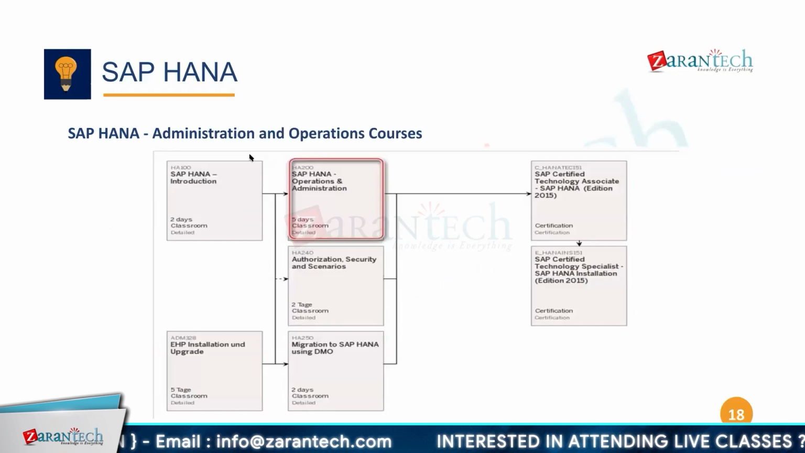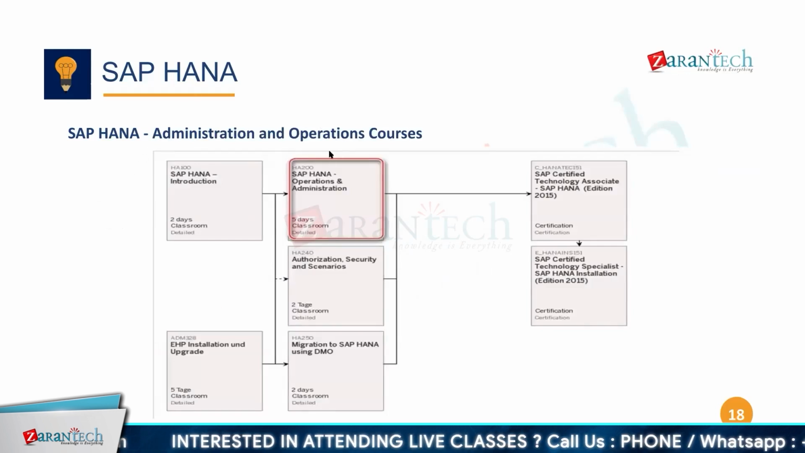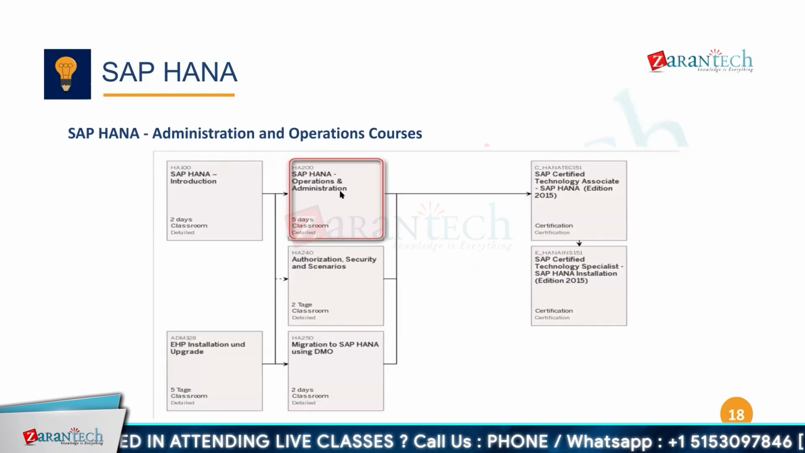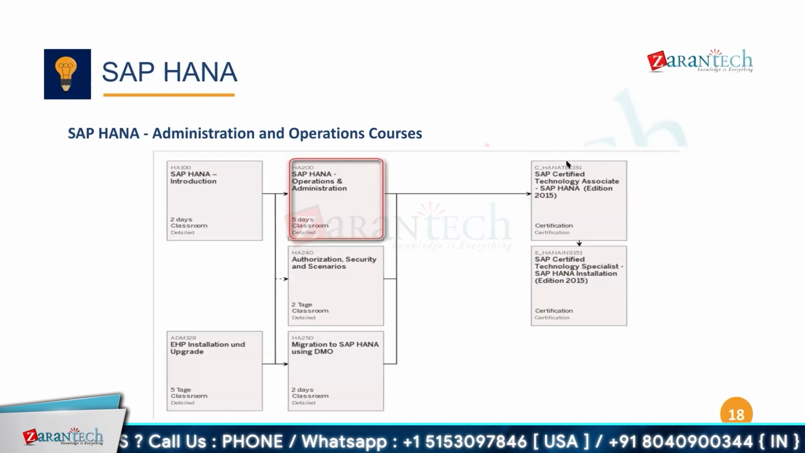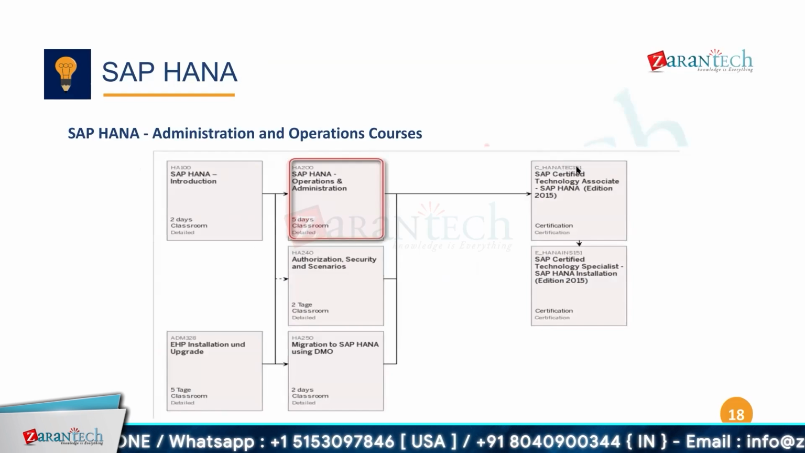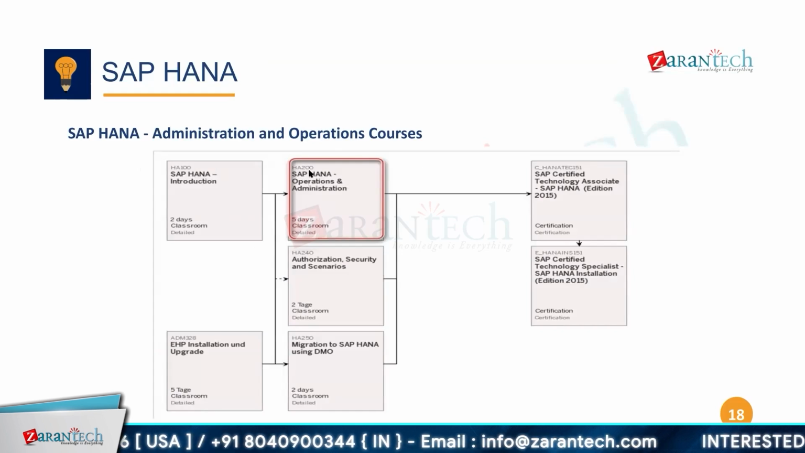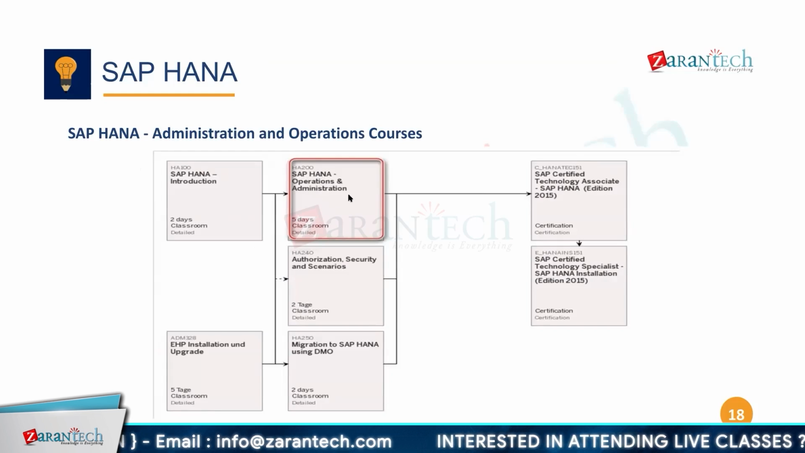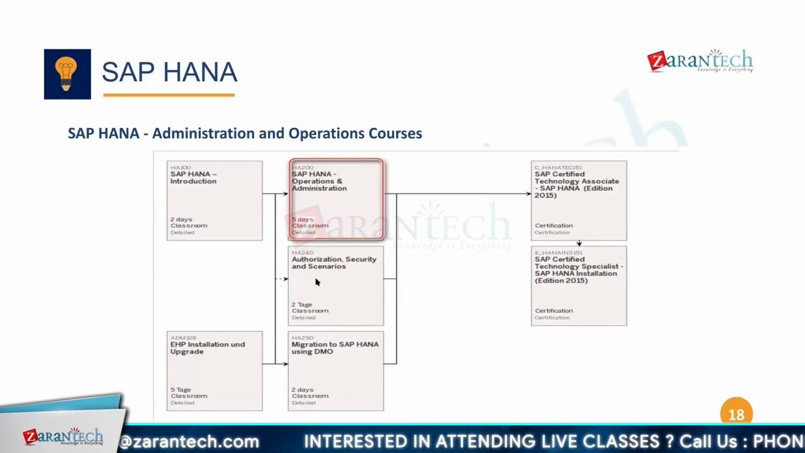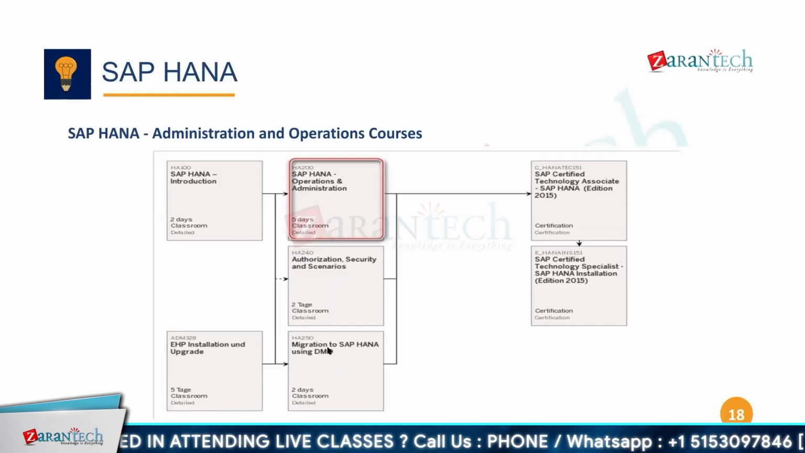So again, SAP HANA administration and operations courses. HA 200 is the course name. If you want to get certified, this is the certification you can do. HANA Tech 151 is only meant for HANA. You see the screen: HA 200, SAP HANA Operations and Administration, and then you have HA 250. So these three books you have to read: Authorization, Security and Scenarios, and Migration to SAP HANA using DMO. These are the three important ones.